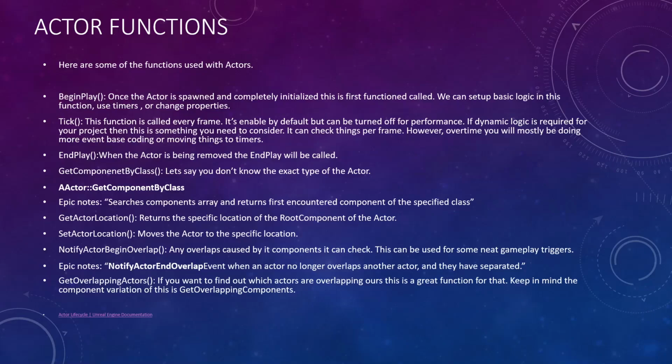These are some pretty good functions for you to understand, because you can use them for your collectibles. There's also get overlapping actors. If you want to find out which actors are overlapping with your own actor, then you can use this function. Keep in mind that the component variation of this is get overlapping components. You want to go online and look up all these and check them out. Okay, let's move on.